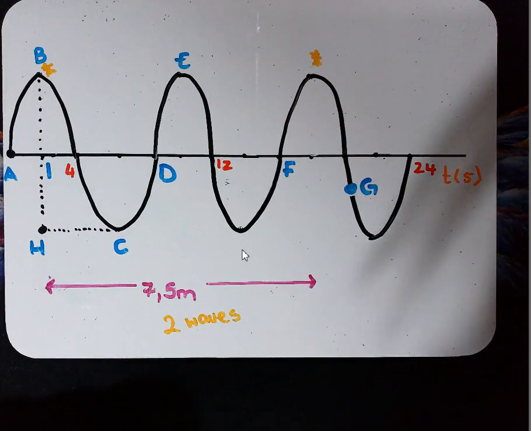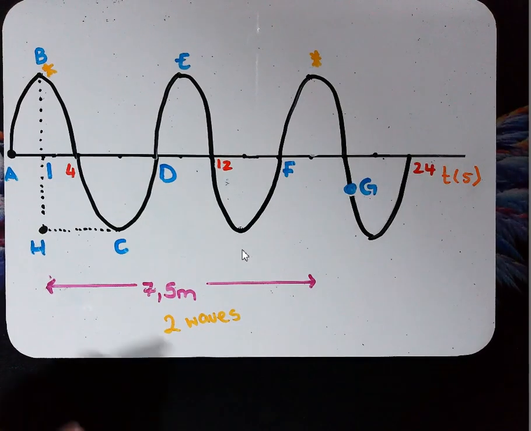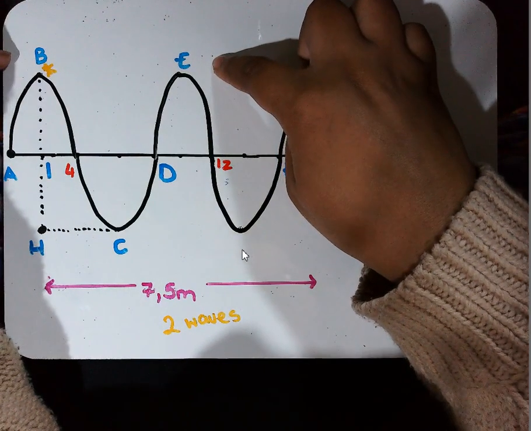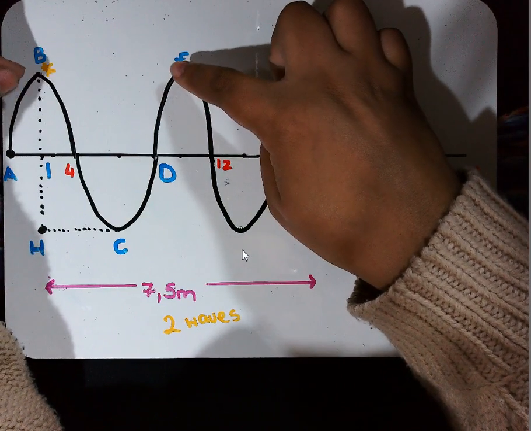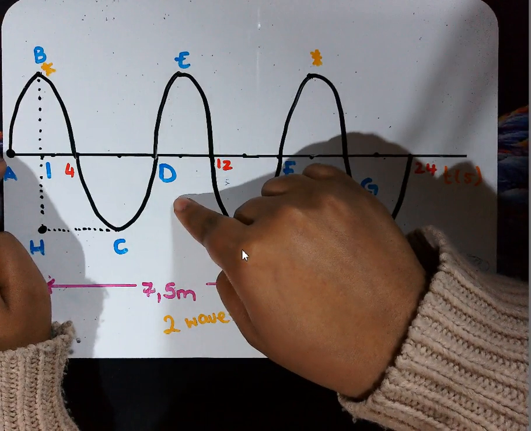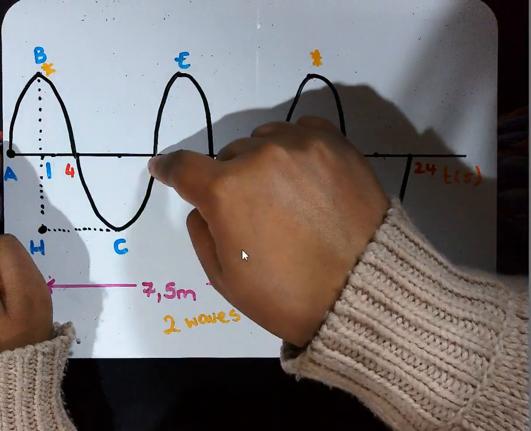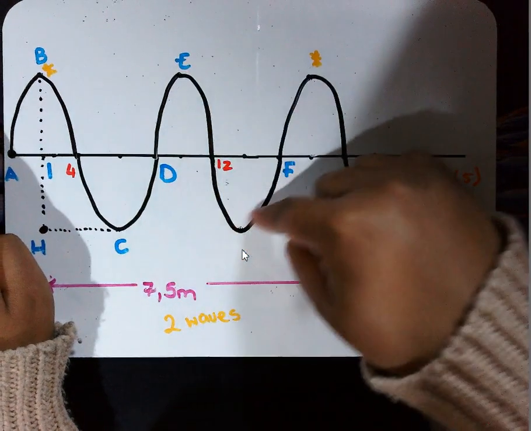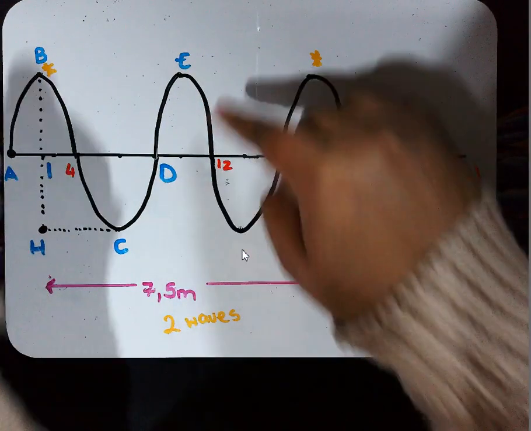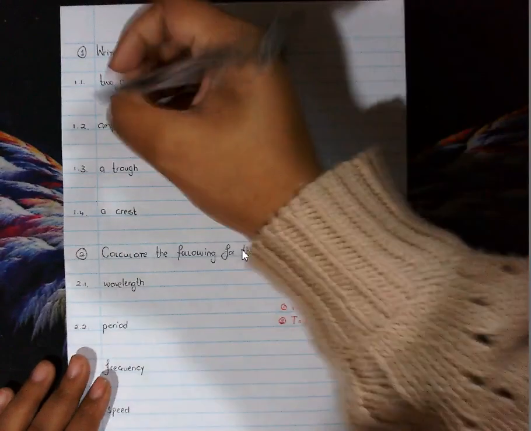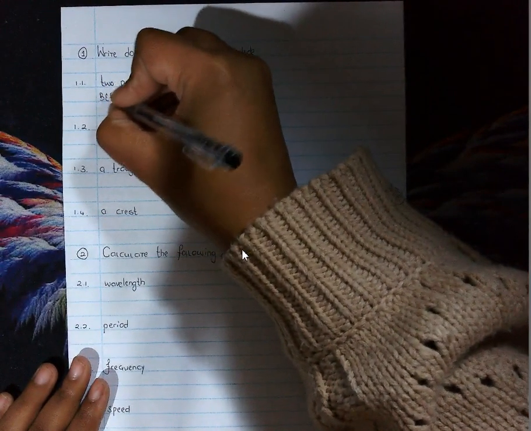The first question is to write down letters that include 2 pairs that are in phase. Remember, in phase means they're at the same spot. B and E are both at the top of this wave, at the peak, so that is a pair in phase. And then A and D are in phase because they are at the rest positions where the wave begins, and at point D the second wave begins. So B and E is the one pair, and AD is the other pair.